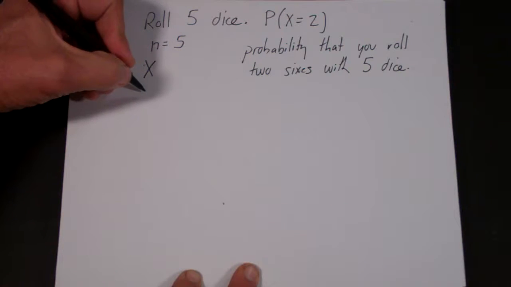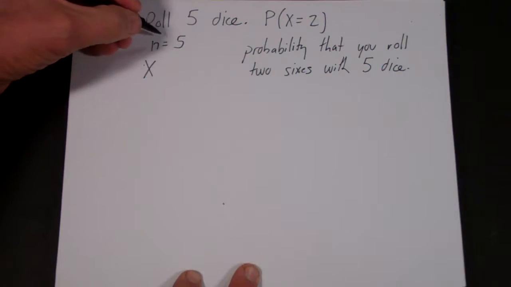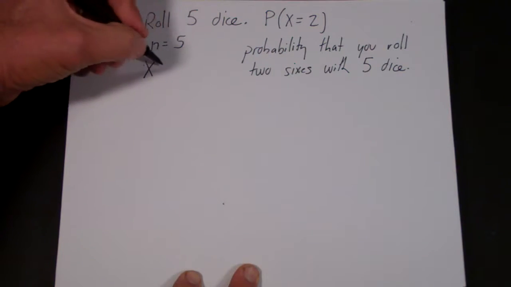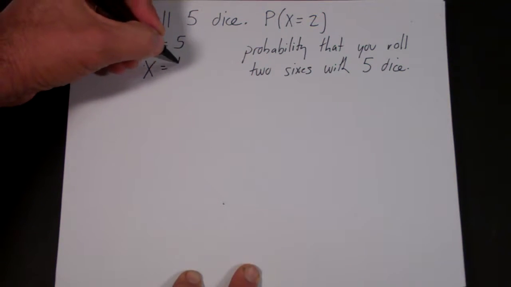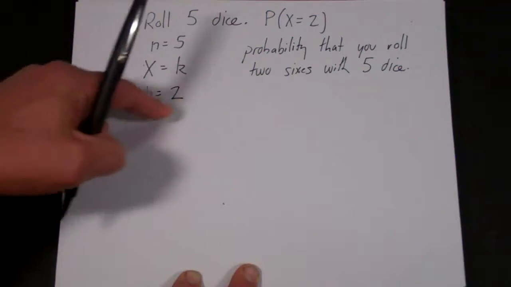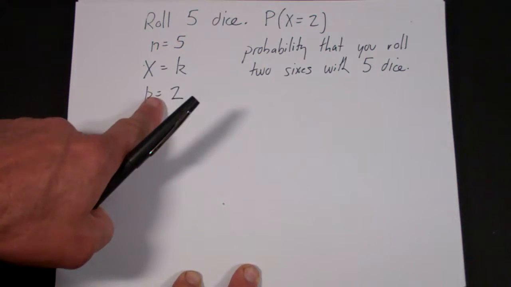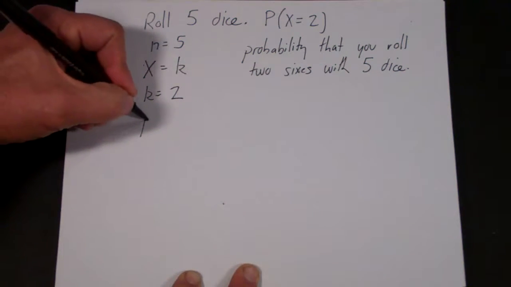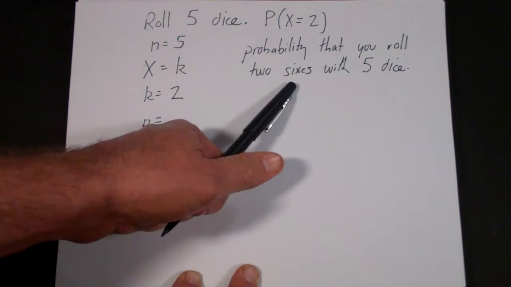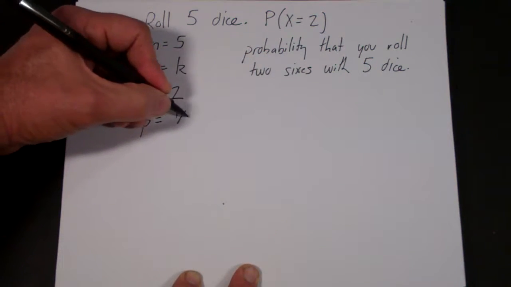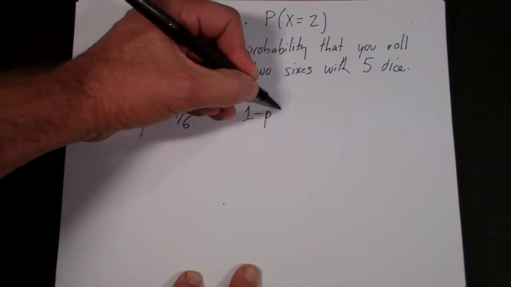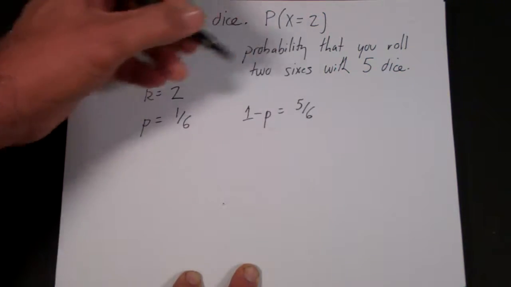So let's think of this for a second. n would be 5. X is how many successes you have. You're going to do X is equal to k, but k is 2, because that's how many you're hypothesizing that you'll get correct. p here is the probability on one trial that you get a 6. So the probability of getting a 6 is 1 out of 6. So 1 minus p will be 5/6.